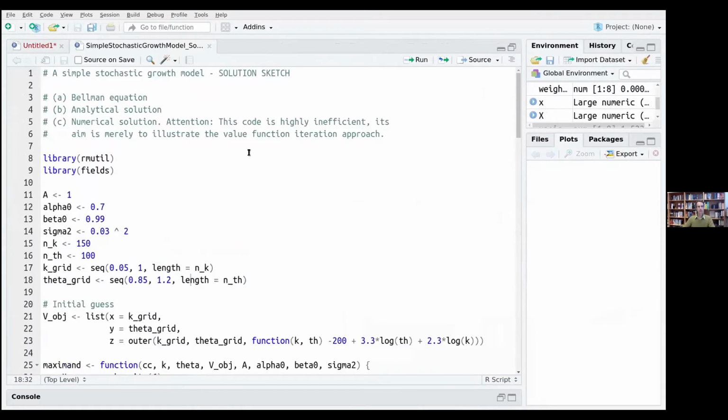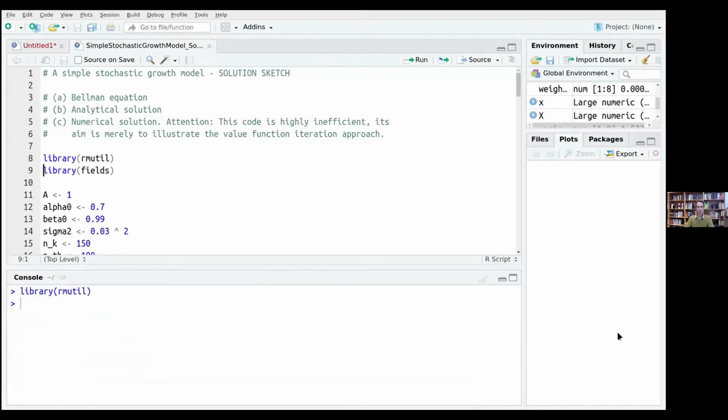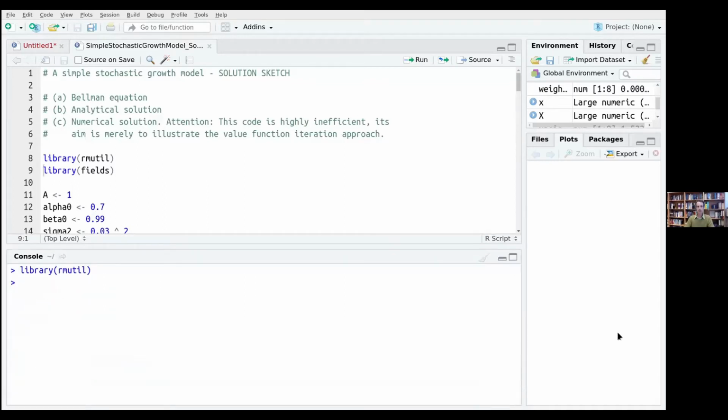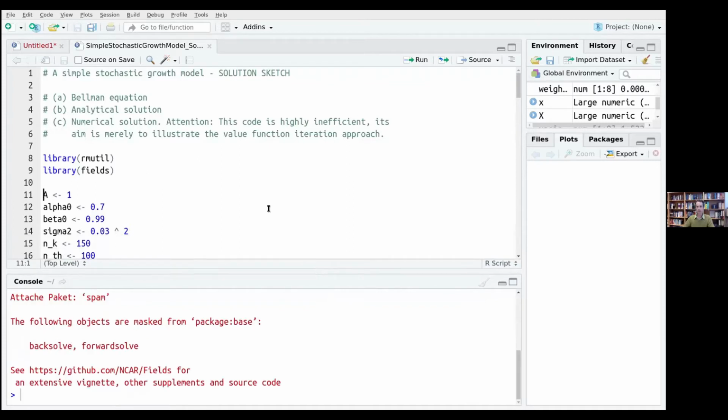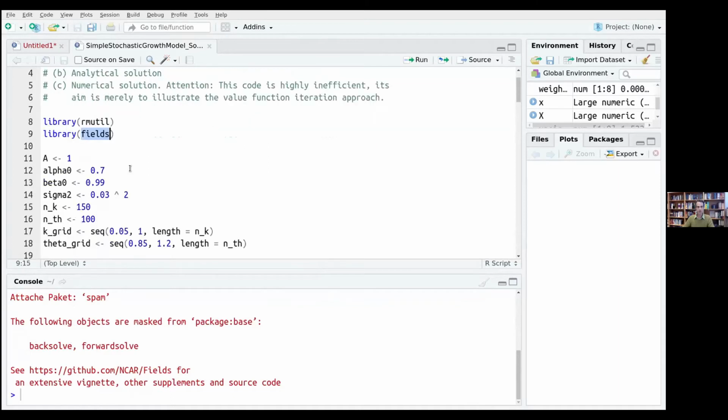Okay, so let's go through the program step by step. First, we have to activate these packages because we need the numerical integration for the expectation, and we need the fields package for the bilinear interpolation. Okay, so let's activate these two packages. You may have to install this fields package first.